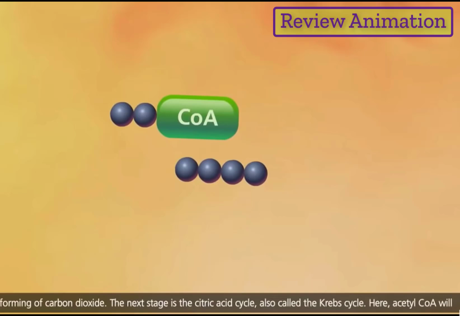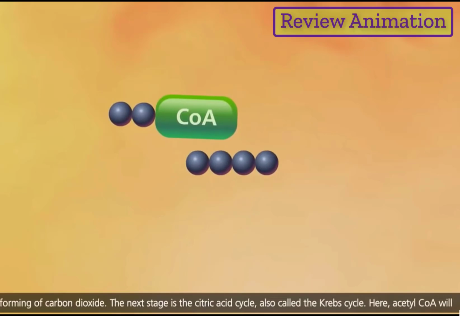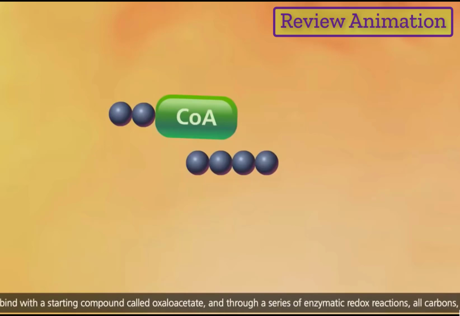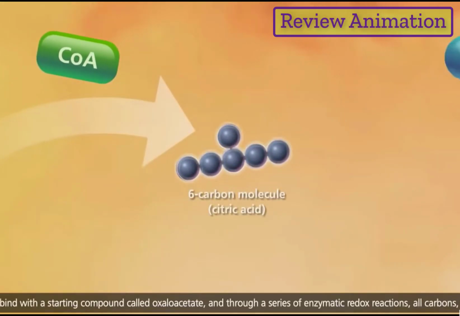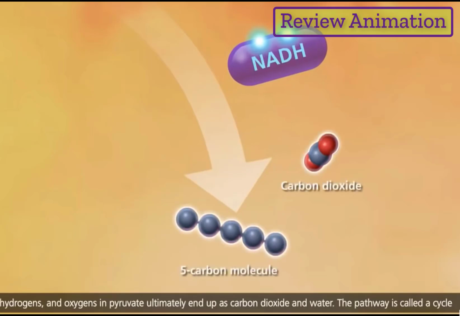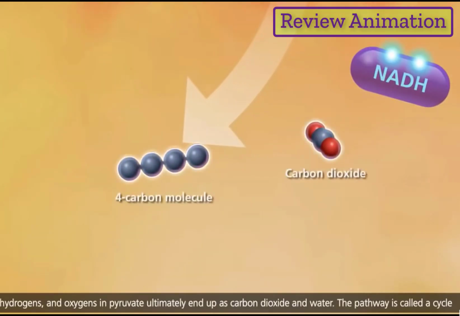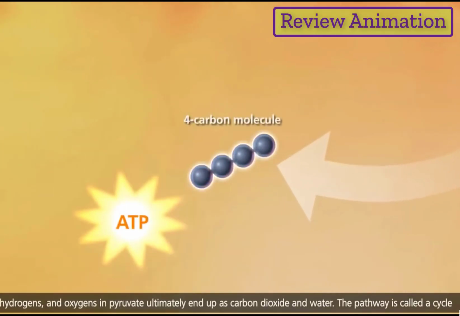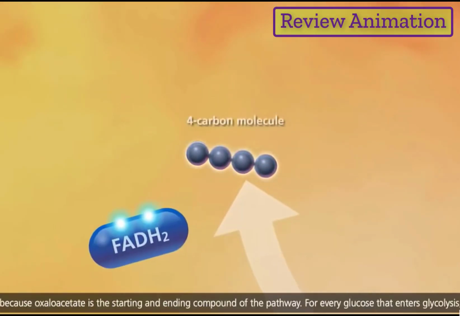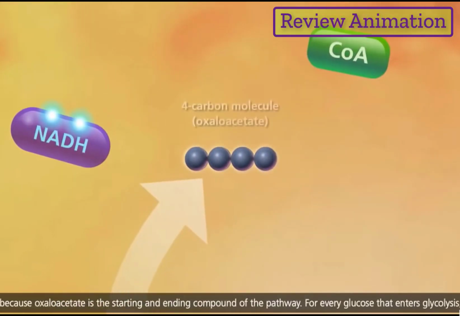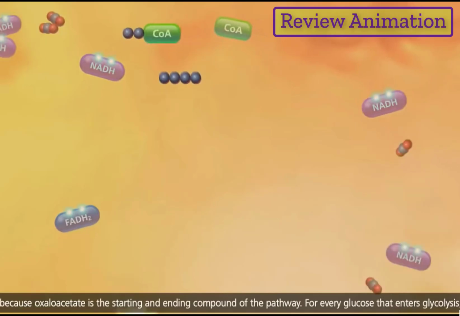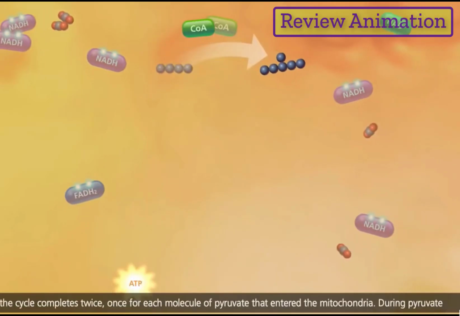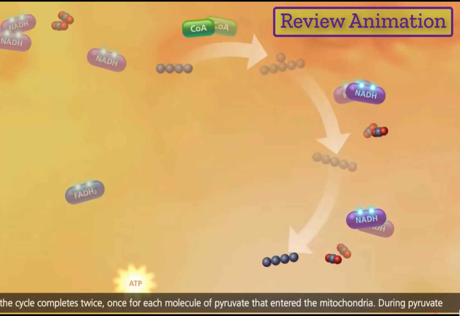The next stage is the citric acid cycle, also called the Krebs Cycle. Here, acetyl-CoA will bind with a starting compound called oxaloacetate, and through a series of enzymatic redox reactions, all carbons, hydrogens, and oxygens in pyruvate ultimately end up as carbon dioxide and water. The pathway is called a cycle because oxaloacetate is the starting and ending compound of the pathway. For every glucose that enters glycolysis, the cycle completes twice, once for each molecule of pyruvate that entered the mitochondria.